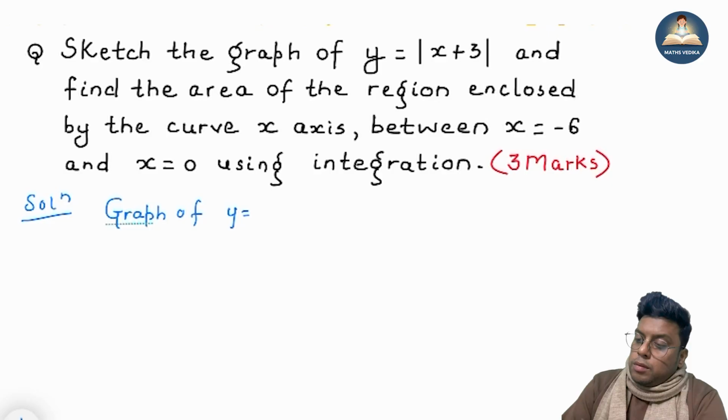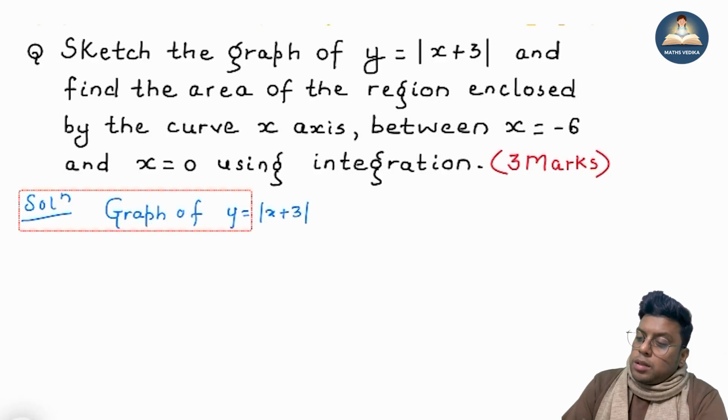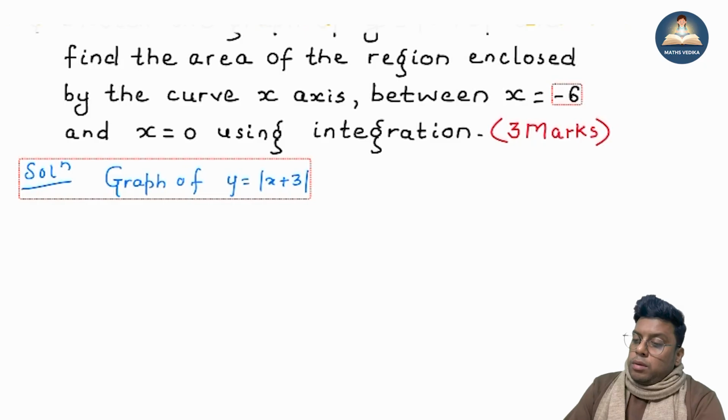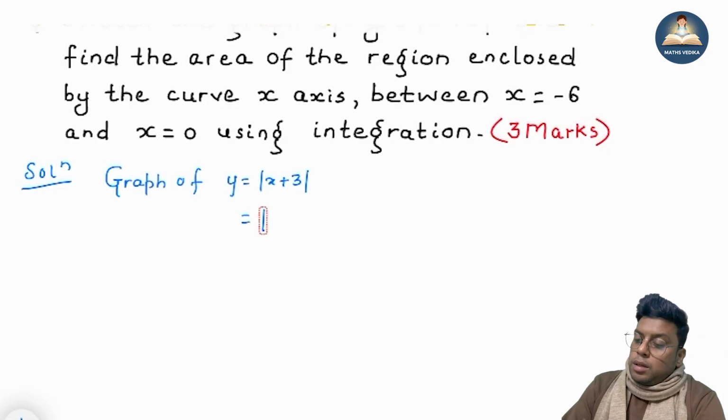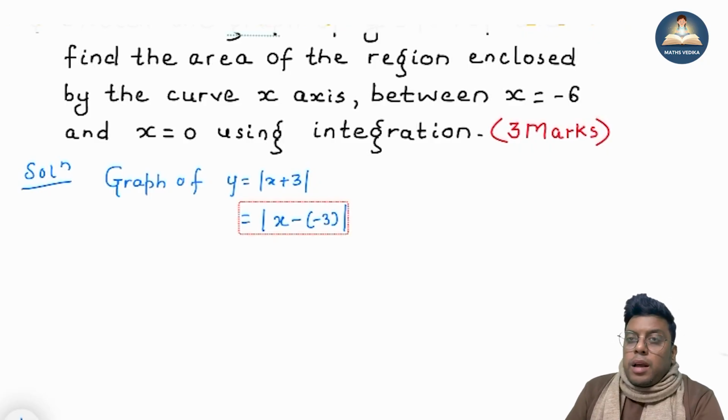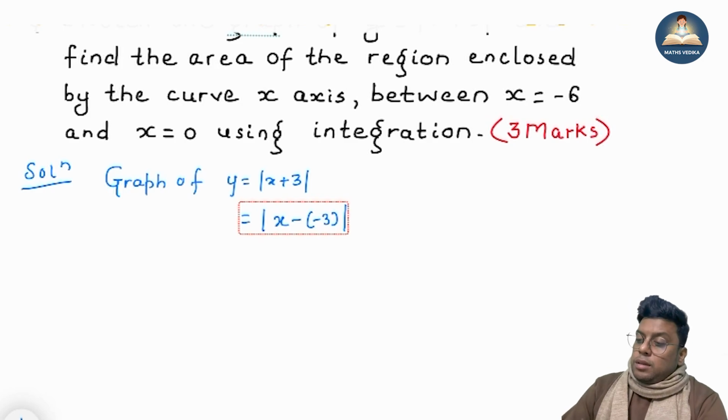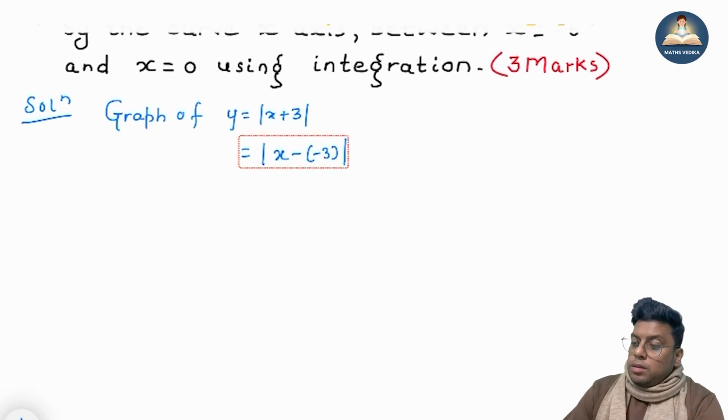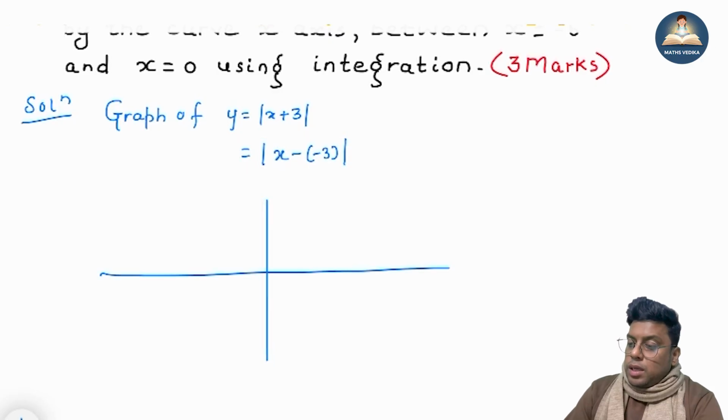Graph of y = |x + 3|. So we know that in transformation of graphs, this graph of y = |x| will be shifted by 3 units to the left, that is, to x = -3. Okay, so let's sketch the graph.